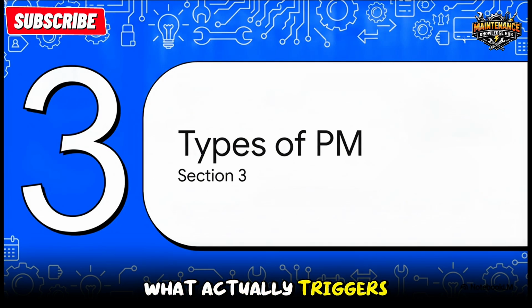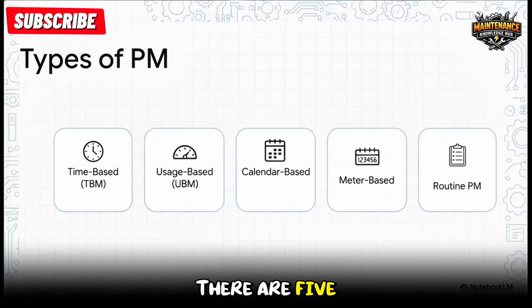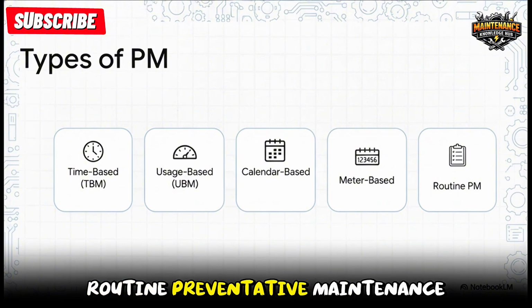All right, Section 3, types of PM. What actually triggers this work? There are 5 main triggers we look at. You've got time-based, usage-based, calendar-based, meter-based, and routine preventative maintenance.